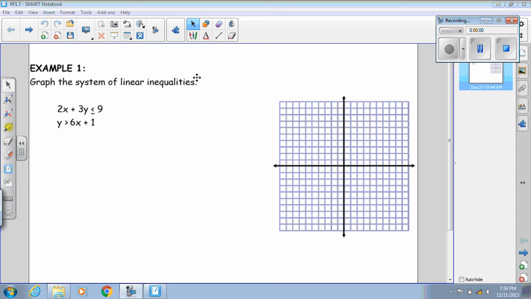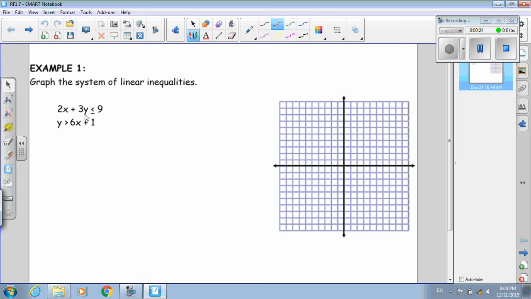Okay, so now we will be looking at graphing a system of inequalities, meaning more than one inequality in the same Cartesian plane. So here we have two inequalities, and we will graph these two inequalities in this Cartesian plane. So how do we do that? We do that by graphing one at a time. So let's take a look at the first inequality.